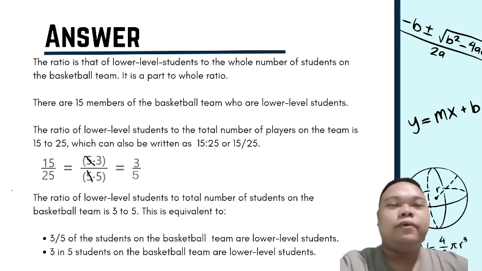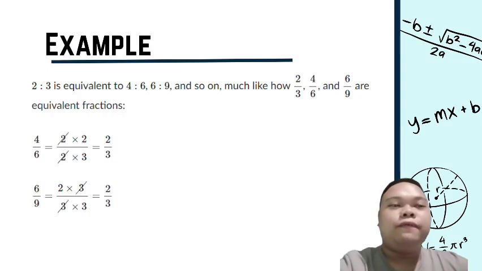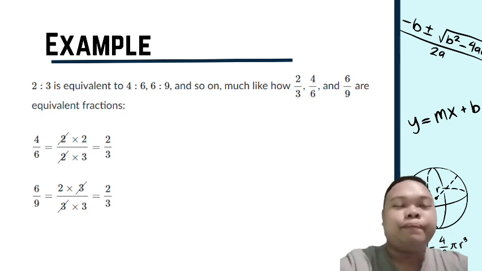So next, we'll have another vocabulary session. Equivalent ratios. These are ratios that have the same value. Given a ratio, we can generate equivalent ratios by multiplying both parts of the ratio by the same value. For example, 2 to 3 is equivalent to 4 is to 6 or 6 is to 9, and so on, much like how 2 over 3, 4 over 6, and 6 over 9 are equivalent fractions. This can be seen as shown above.